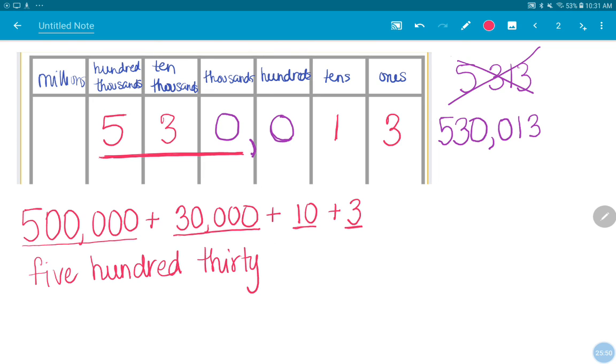So 530,000. I'm going to name, comma, then my comma. And then what do I write next? How many hundreds, tens, and ones do I have? How many hundreds, tens, and ones? All right. There's 0 hundreds and 1 10 and 3 ones. Okay, so how do we say this number? 13. 530,000, comma, 13. All right.